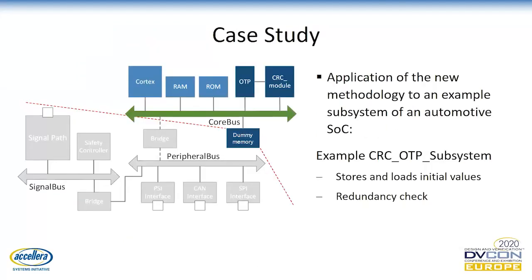To show you a more practical example, we use a subsystem of one of our SOCs. This is again a little bit generalized, but we use a subsystem that is part of the control-flow-oriented part, so it's in this area we normally work. The main functionalities of the subsystem are to store and load initial values for the boot loading with the one-time programmable memory and do some redundancy checks. But the functionality and the details of the subsystem are not too important today.